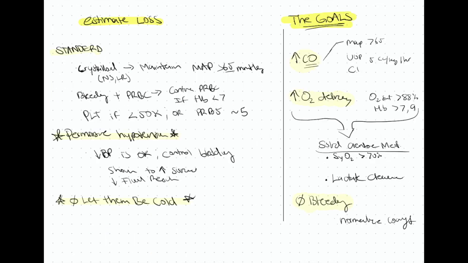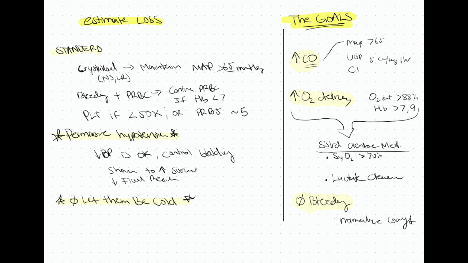Okay, last slide. I just wanted to touch upon some basic standard protocols and the goals of treatment. So resuscitation, like I said, crystalloid, you can use normal saline or LR. The goal is to maintain a mean arterial pressure of 65. That ensures adequate tissue perfusion. If they're bleeders, you need PRBCs. The threshold for that is less than 7, 9 if they have cardiac disease. And for platelets, the threshold is less than 50K. And for every 5 PRBCs, you would want to give some platelets.